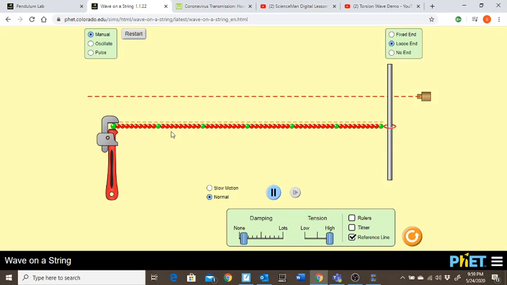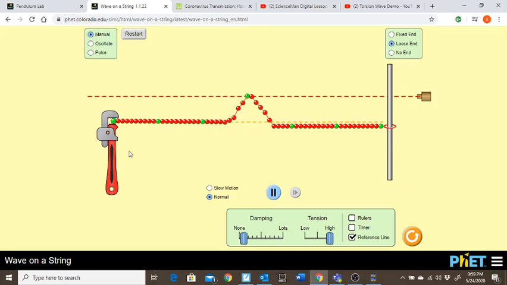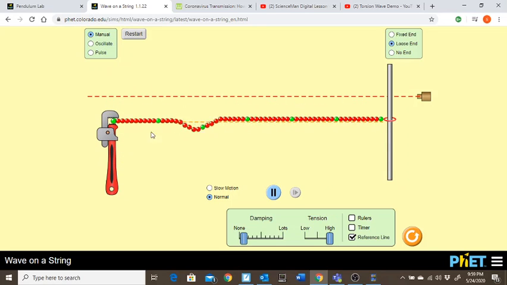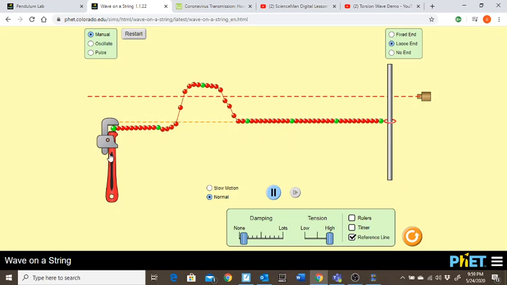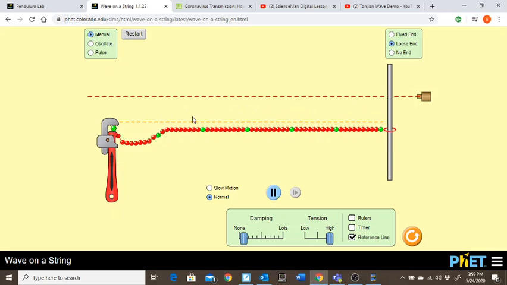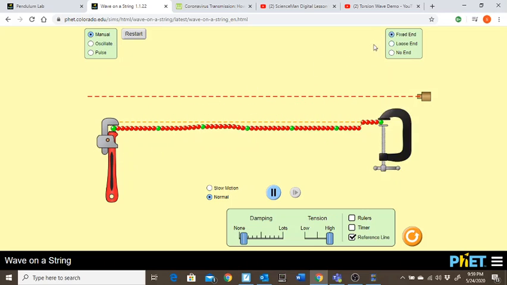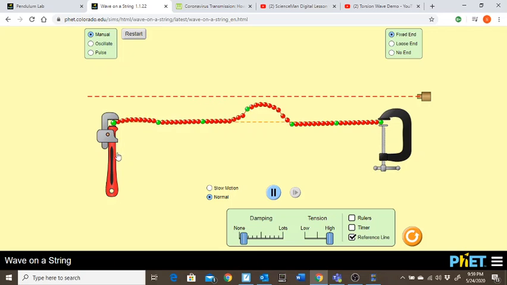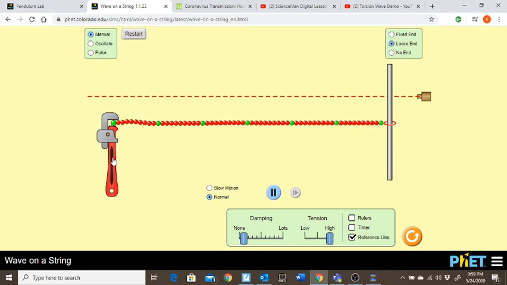So now we've got a loose end. And so now if I create the wave, you can see that on the fixed end, this is now the fixed end, it flips over, but on the loose end, it stays upright. It's only on the fixed end that it flips over. So if we have a fixed end, the disturbance flips over when it reflects backwards, and if it's a loose end, it remains upright.